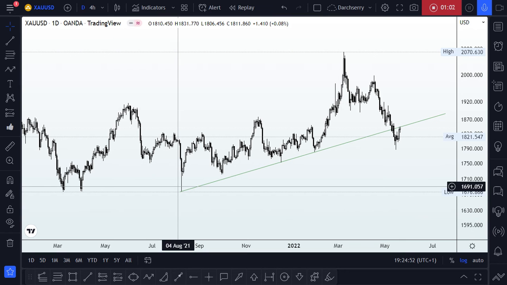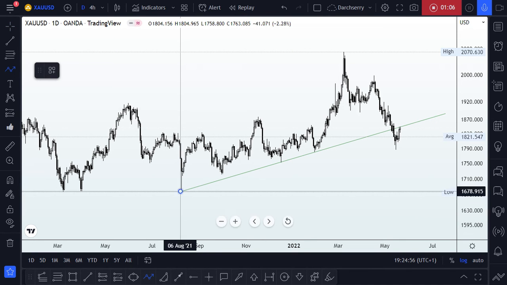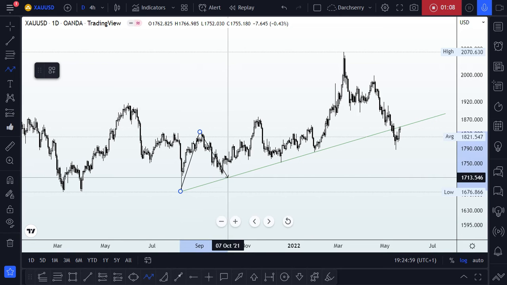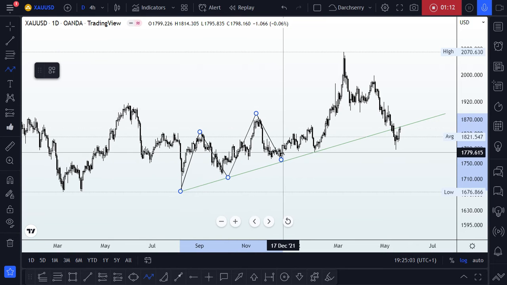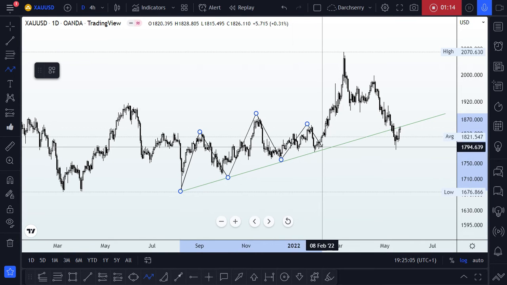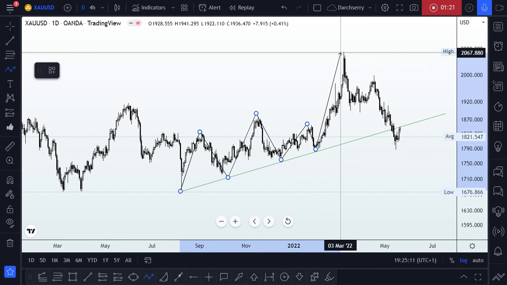And since August last year, we've seen that price has been climbing and respecting that bullish trend line as we continue to see higher lows and higher highs, until we finally saw that huge expansion that happened in the month of February. We saw price culminate at $2,070.